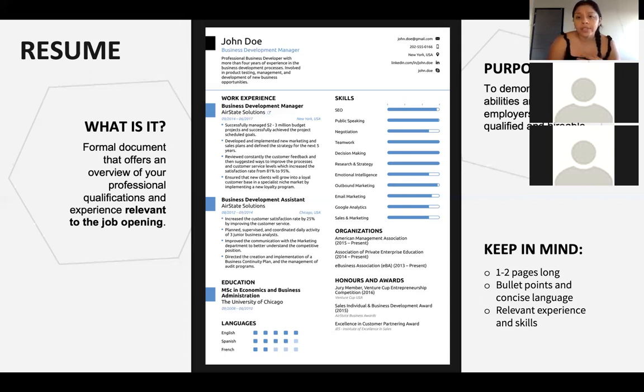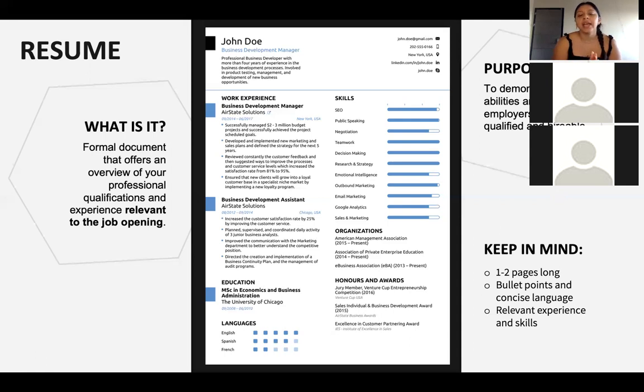The purpose of a resume is to demonstrate your abilities, so all your skills, and convince employers that you are a qualified job applicant and a good fit for the company or the job position that you're applying for. Some things to keep in mind when writing a resume is that it has to be 1 or 2 pages long. It's never longer than 2 pages. That's why we say it's the compact version of a CV, because it's only 1 page long.